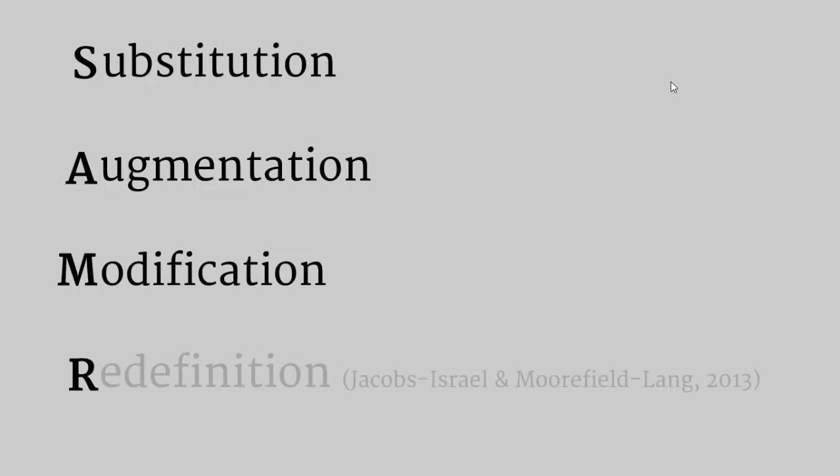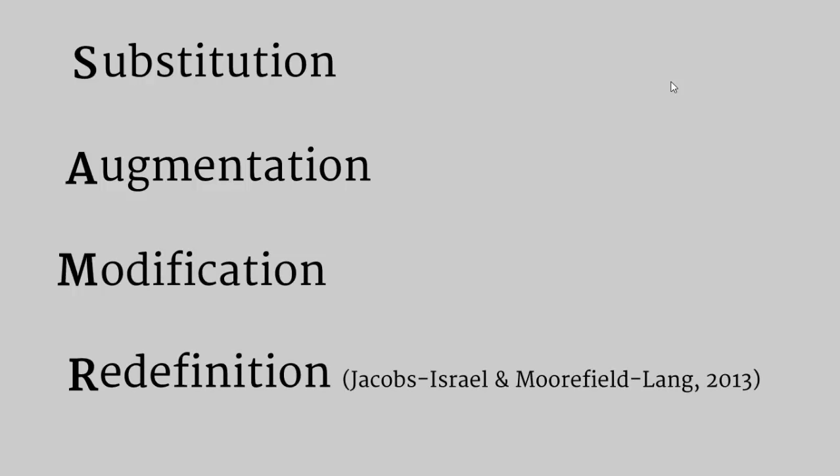The theory we're going to use to guide us is the SAMR model. SAMR stands for Substitution, Augmentation, Modification, and Redefinition. We're going to go through this, and I'm going to provide some things to illustrate what each one means and what it might look like in your classroom.